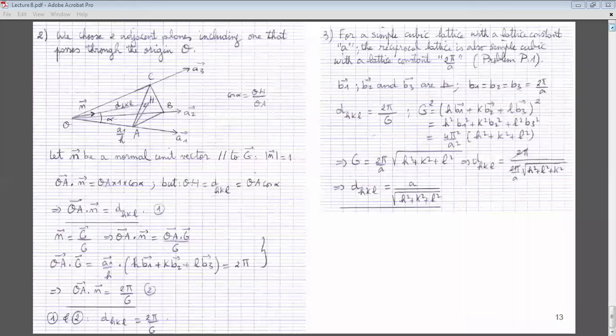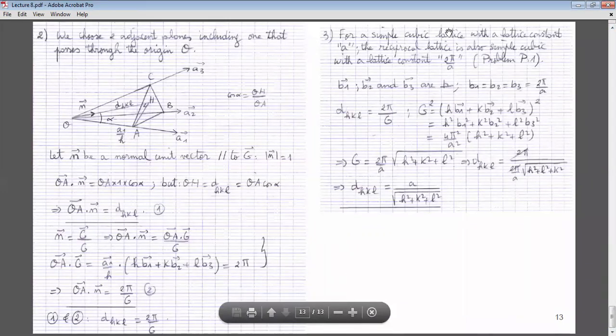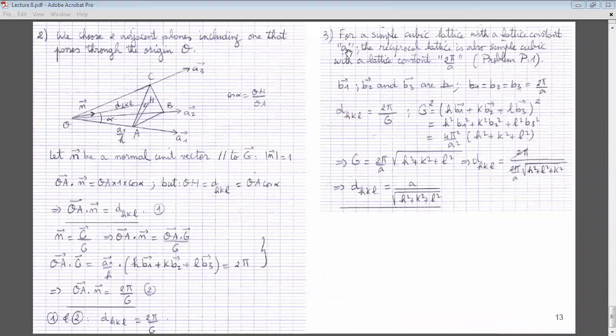The last part, prove that for a simple cubic lattice, this distance is a over the square root of h square plus k square plus l square. Here, for a simple cubic lattice with a lattice constant a, the reciprocal lattice is also a simple cubic lattice with lattice constant 2 pi over a. Remember, when we calculated B1, B2, and B3, we found that B1, B2, and B3 in absolute value is 2 pi over a. So the distance is 2 pi over |G|.